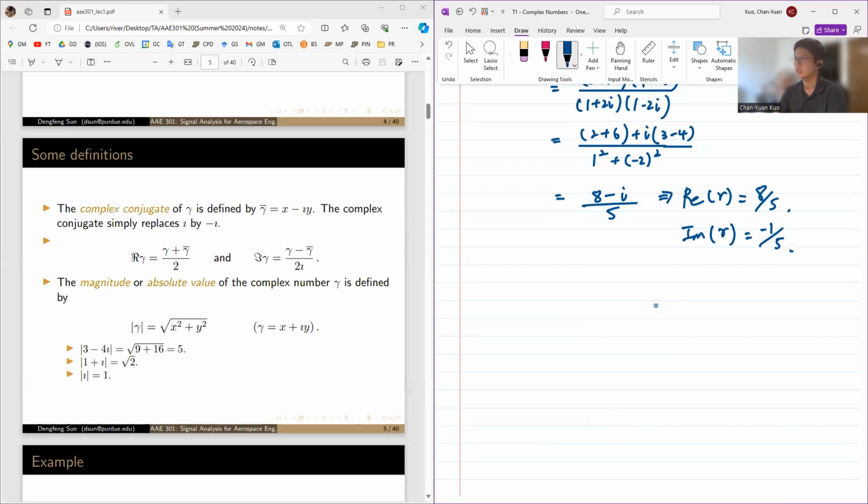And now let's take a look at another way to express the complex number. Just now we have seen one way to express the complex number, which is gamma equals x plus iy. This is what we call the Cartesian form. And now let's see how we can express the complex number in polar form.